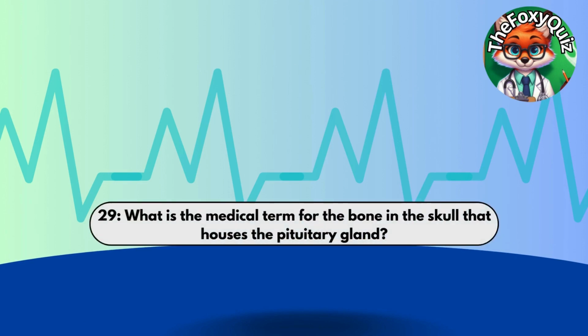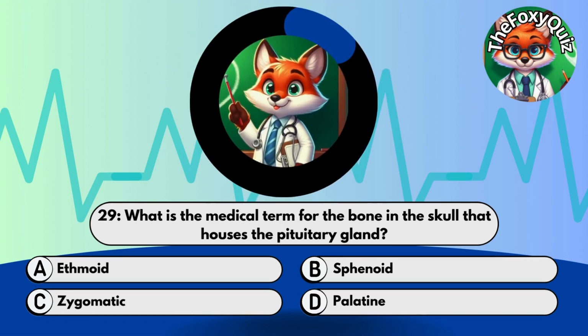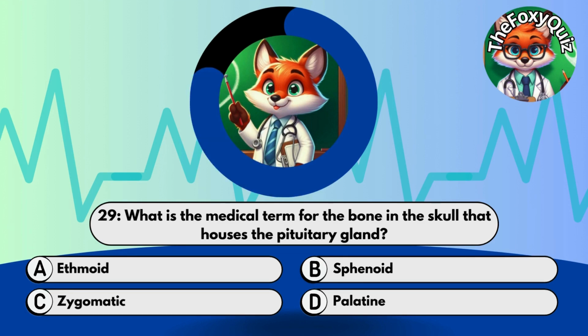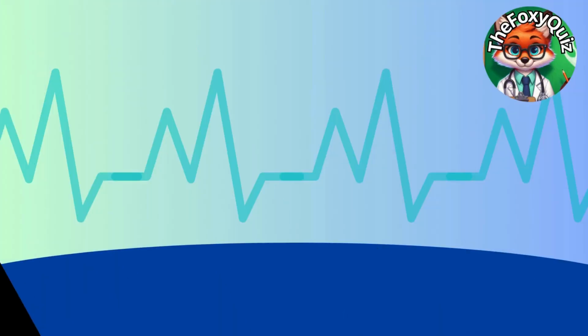Question 29. What is the medical term for the bone in the skull that houses the pituitary gland? What would you pick? A, ethmoid. B, sphenoid. C, zygomatic. D, palatine. Answer: B, sphenoid.